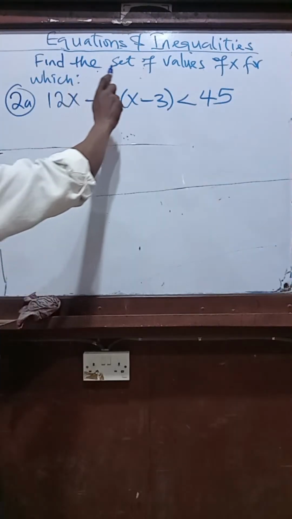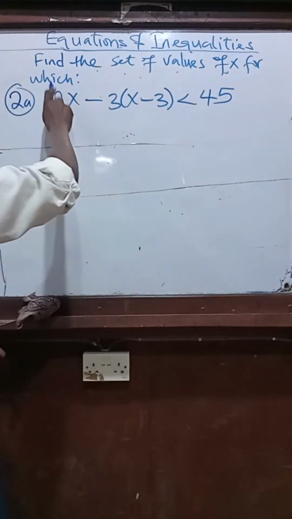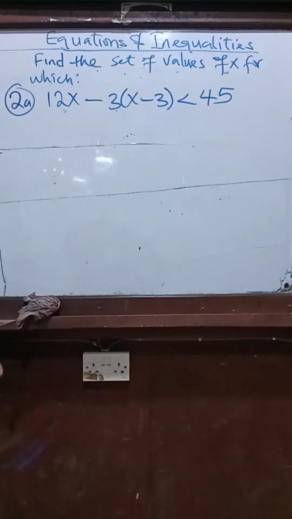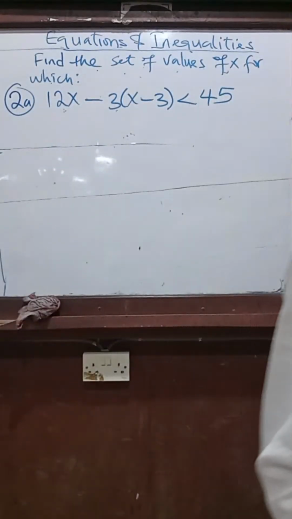Let's see the second question. Find the set of values of x for which this inequality holds: 12x minus 3 times x minus 3 less than 45. Okay, so that's what we have.